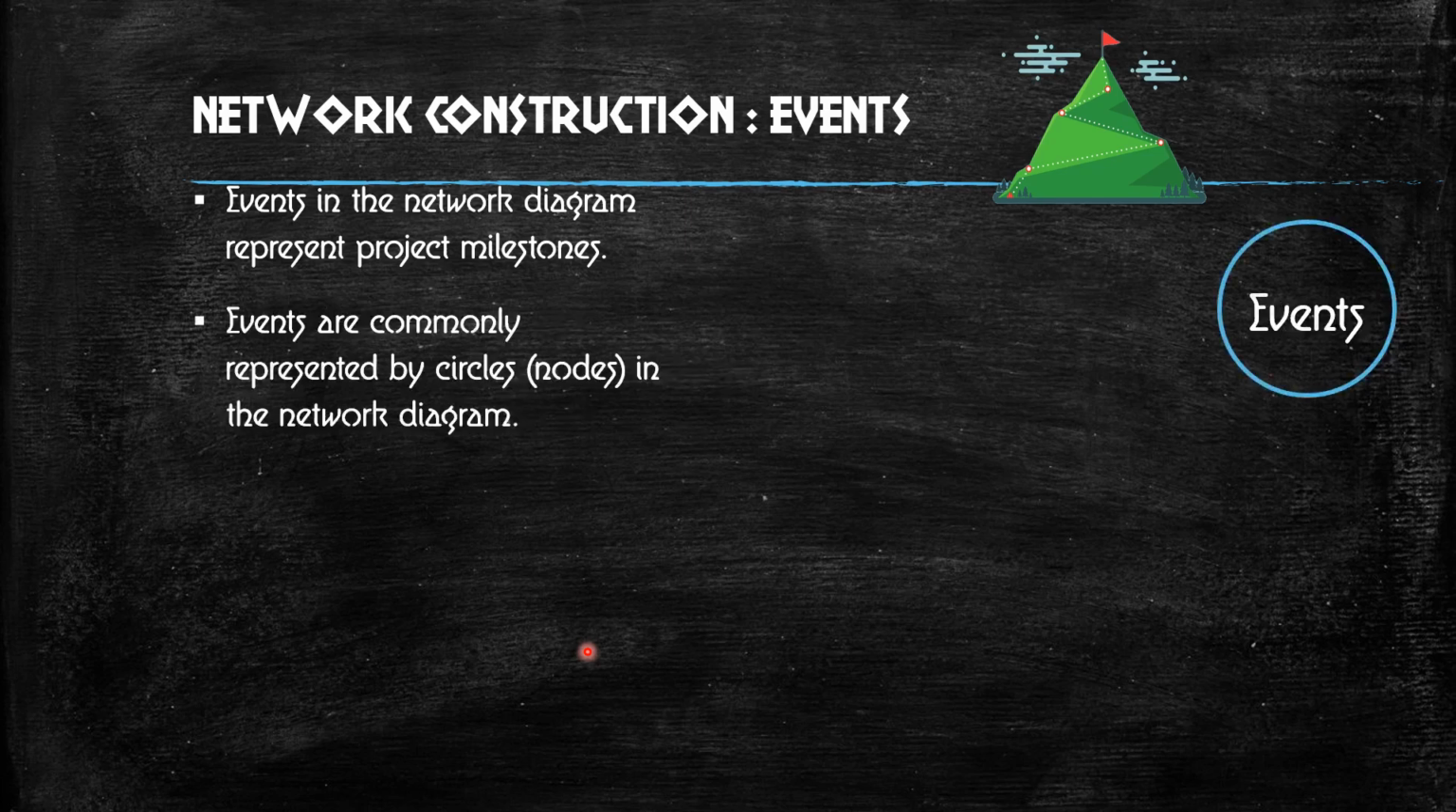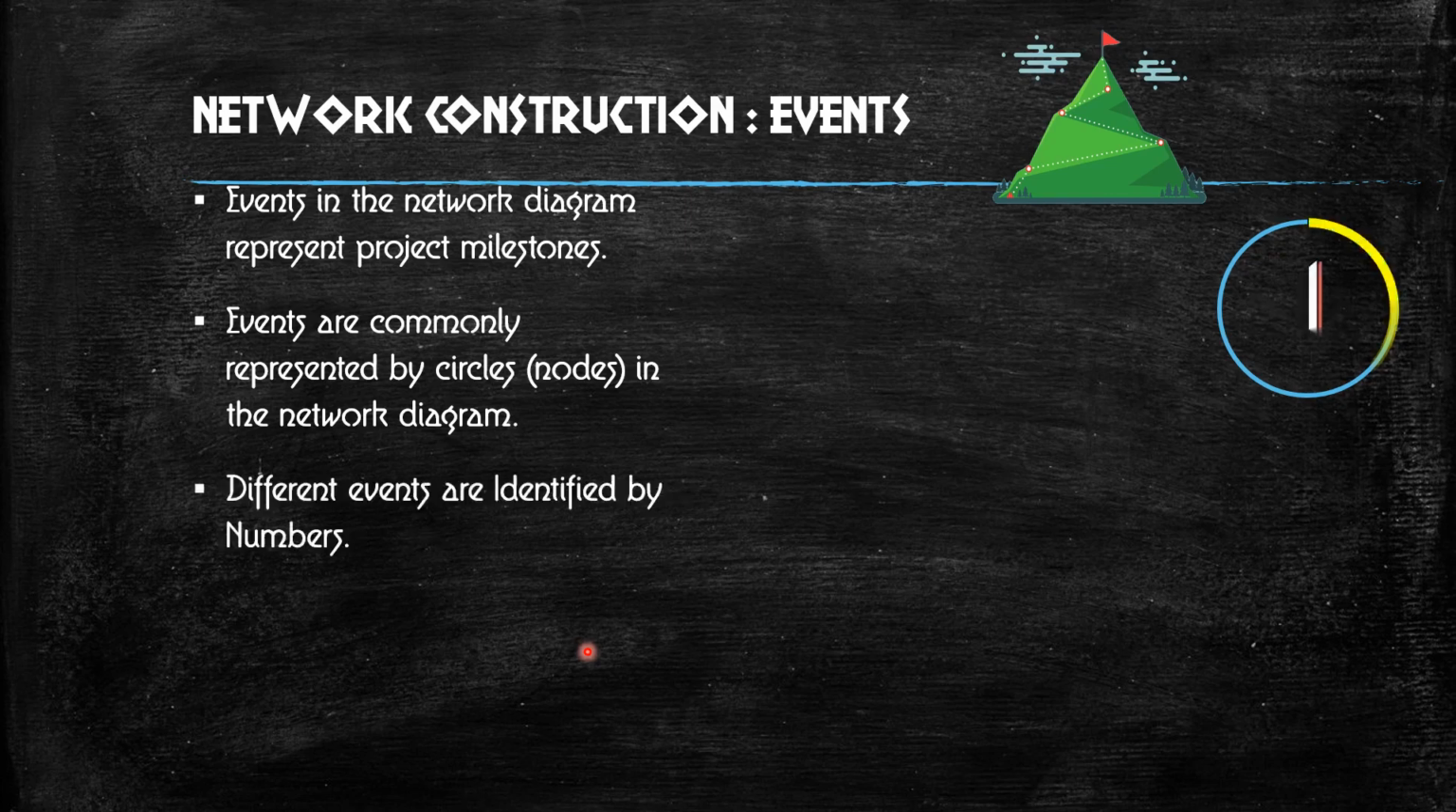Generally, events are commonly represented by circles in the network diagram. As I have told you already, events are represented in circle form. Different events are identified by their numbers. When you have different events, you have so many circles in the network diagram, and each circle is identified by a number.